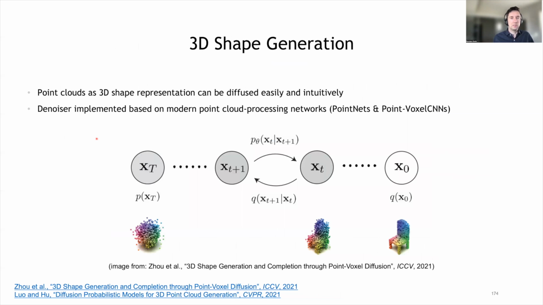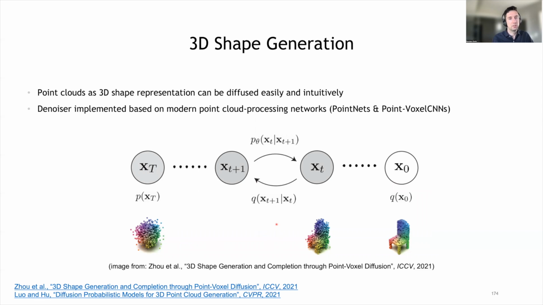Let's move on to the next application topic, which is 3D shape generation. Also, 3D shape generation has recently been tackled with diffusion models. So let us consider this work by Zhu et al., for instance. Here, 3D shapes are represented as point clouds. Point clouds have the advantage that they can be diffused really easily and intuitively. We see this here at the bottom, right?